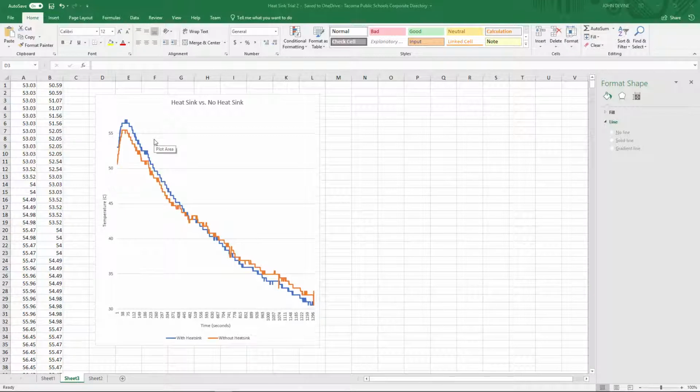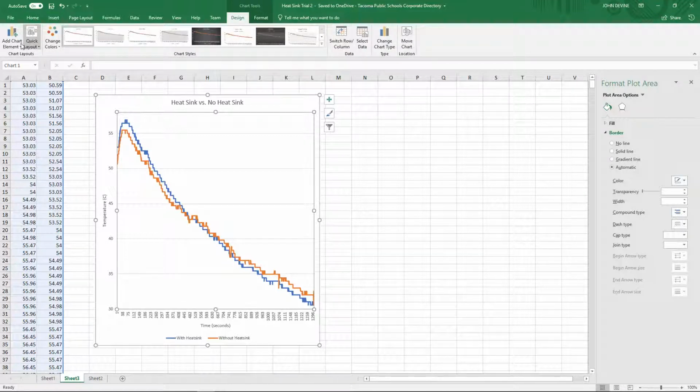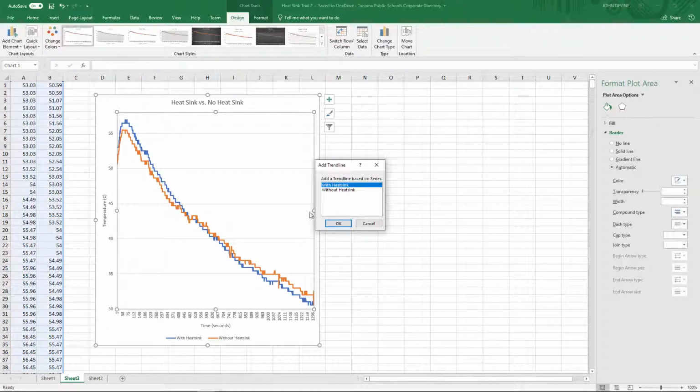To add trend lines to our graph here, I'm going to first make sure the graph is selected so that I get the additional chart options up here in the ribbon. And under design options, I'm going to go over to trend lines. There's a number of different options there we can choose from, so let's actually not pick one of them. Let's go to the more trend line options, where we'll get a little bit more time to experiment with the trend line that we want.